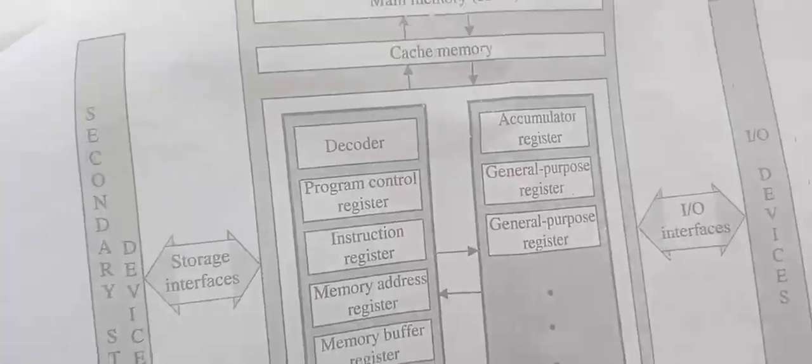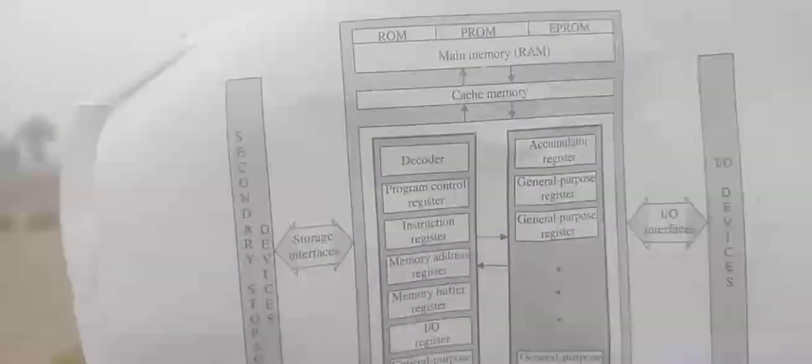Here you can see the structure of our computer system. This is the rough structure of a computer system. Now let's talk about the control unit. First we talk about the control unit in this lecture.